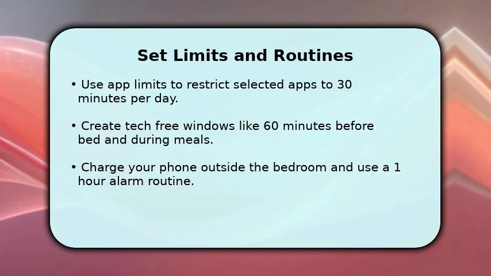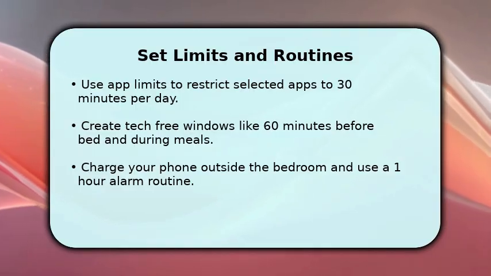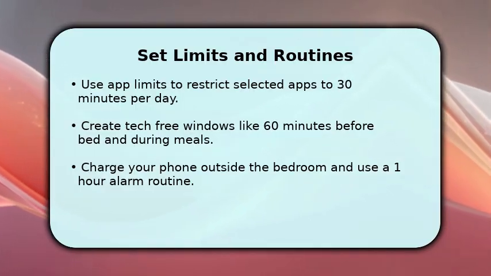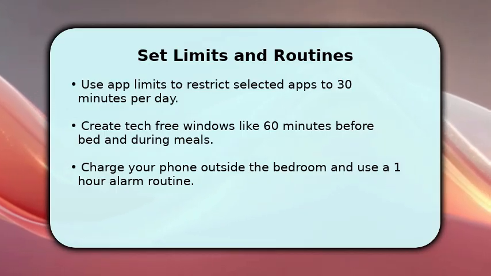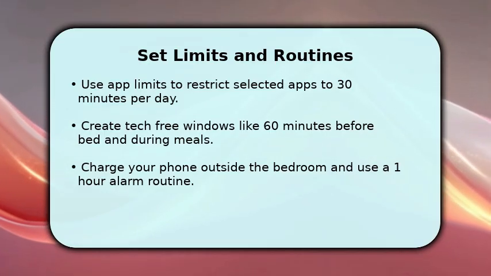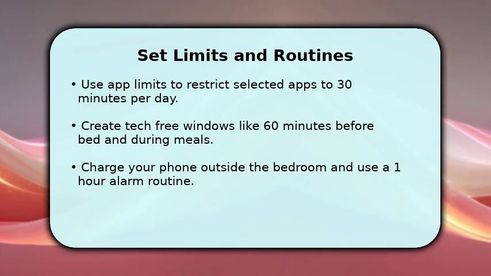Schedule tech-free windows like 60 minutes before bed and during meals. Put your phone on Do Not Disturb during focused work or family time. Charge your phone outside the bedroom and use a 1-hour alarm routine to wind down. Review and adjust limits weekly based on your tracked progress and how you feel.